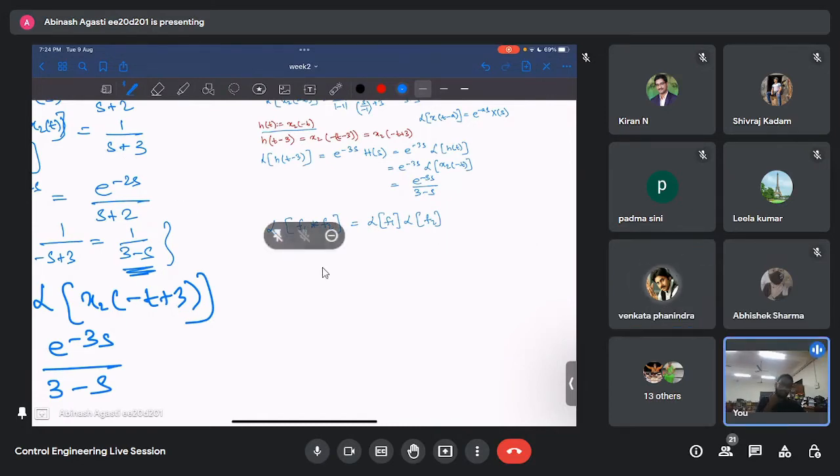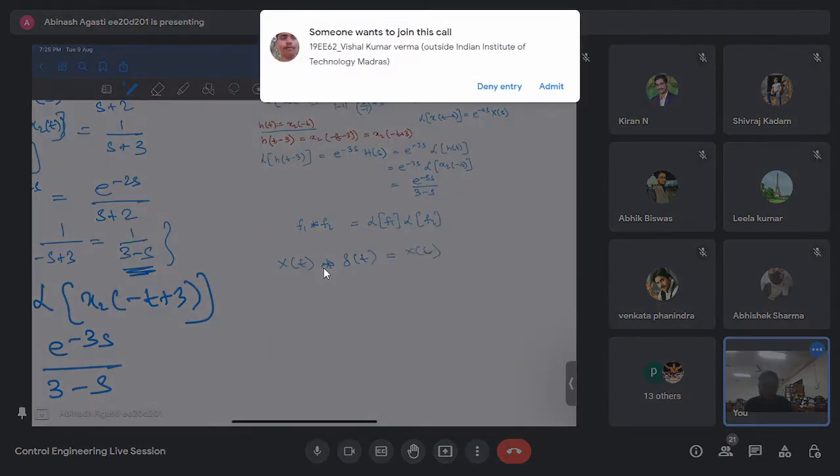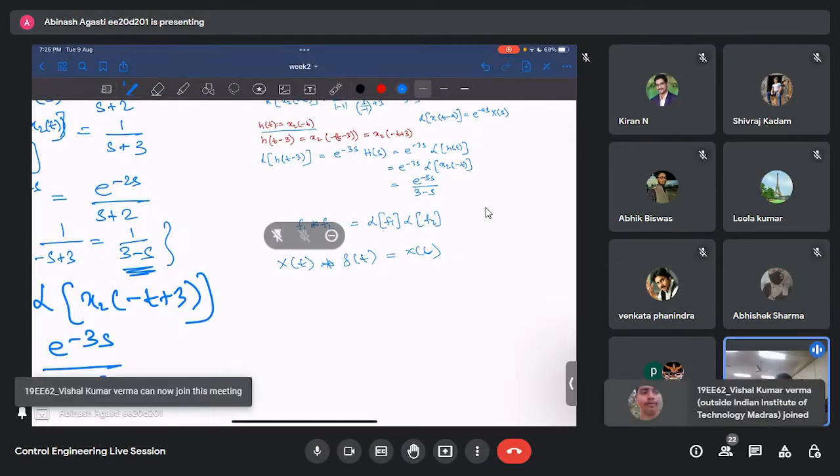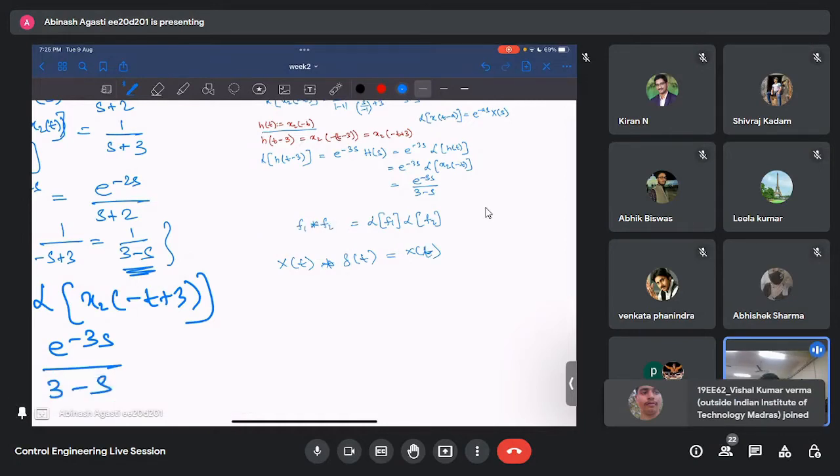See, the thing is, convolution in time domain is equivalent to multiplication in frequency domain, but that does not mean we can write this thing. Because if you take some x of t and delta of t, their convolution is x of t, right? But you don't write that the convolution of two signals is equal to Laplace of x into Laplace of delta t.